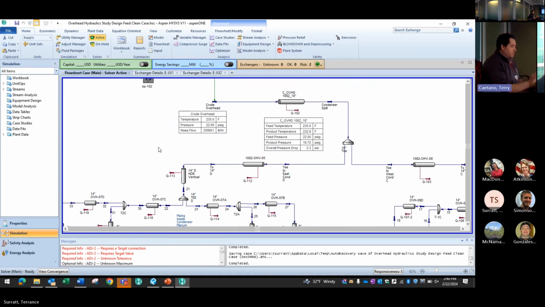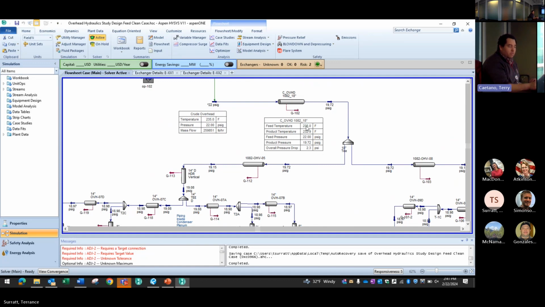One of the nice things about the static simulation, looking at specifically pressure drop, is that once you have it set up, and it takes a bit of time to get the details set in, you can just quickly shift over and look at the pressure of each stream.